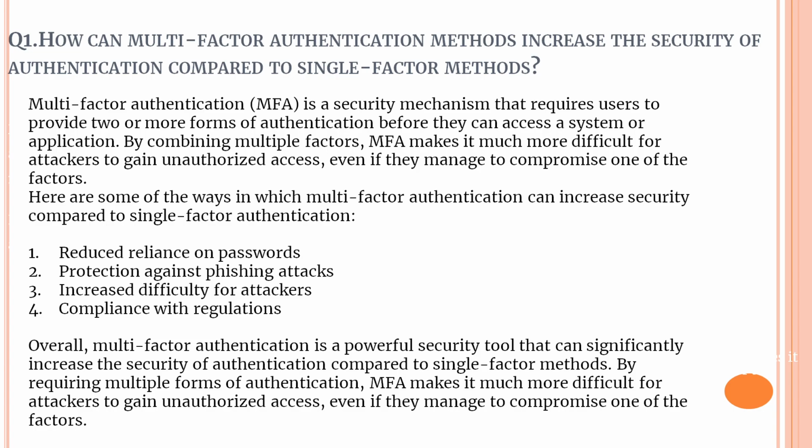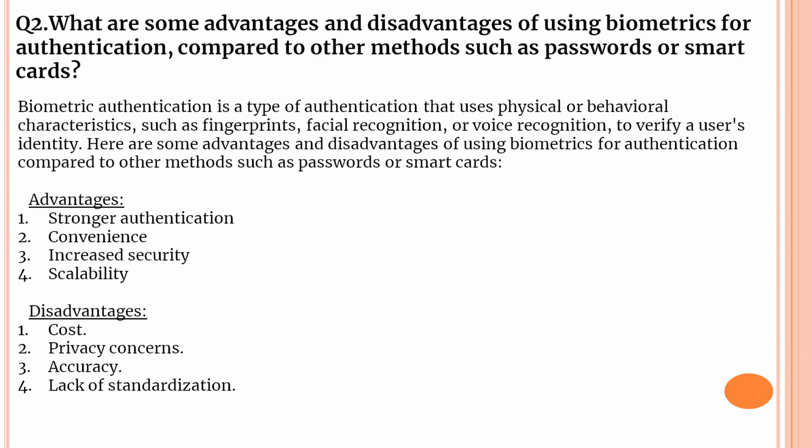Let's move on to the next question, which is, what are some of the advantages and disadvantages of using biometrics for authentication compared to the other methods such as passwords or cards? The answer to this question is, biometric authentication is a type of authentication that uses physical or behavioral characteristics such as fingerprints, facial recognition, or voice recognition to verify a user's identity.